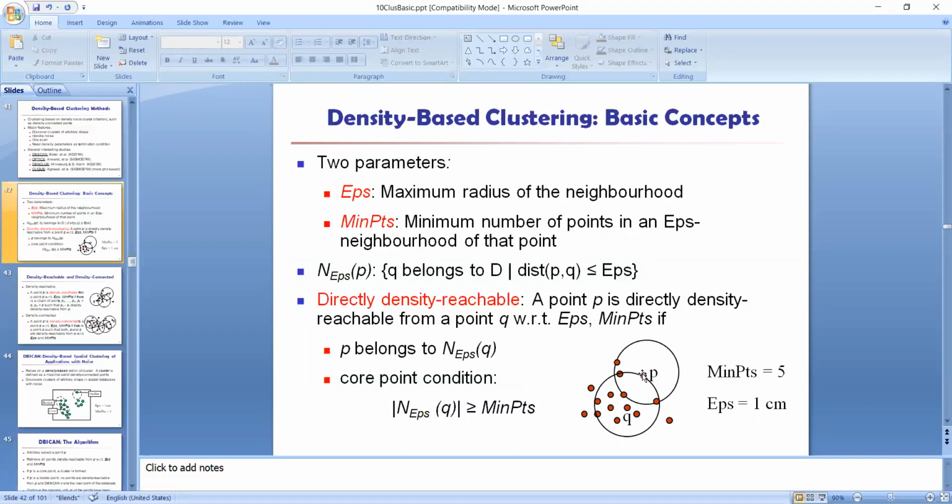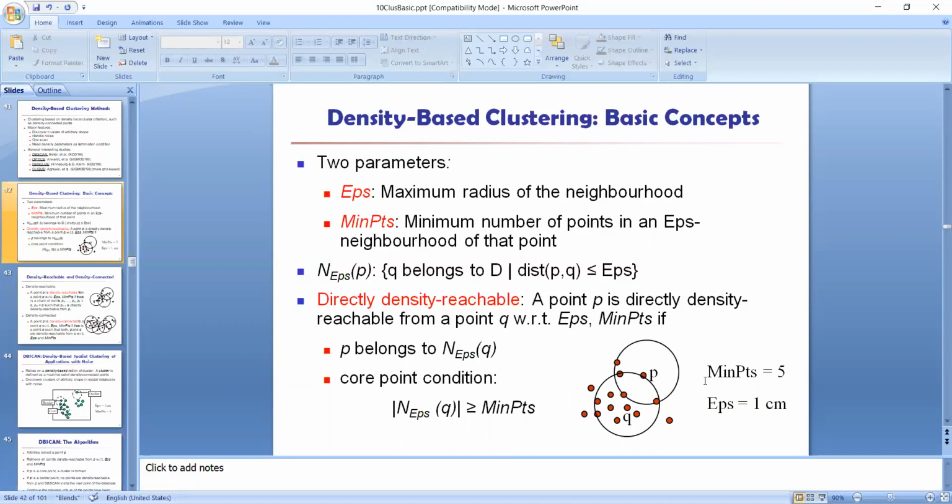So what is epsilon and what is minimum points, I will tell. If I'm taking a particular point P, this is point P. So epsilon is the radius of the neighborhood. For example, if I'm taking epsilon as 1 centimeter, I can draw a circle of radius 1 centimeter with P as the center, right? So epsilon is the radius of the neighborhood.